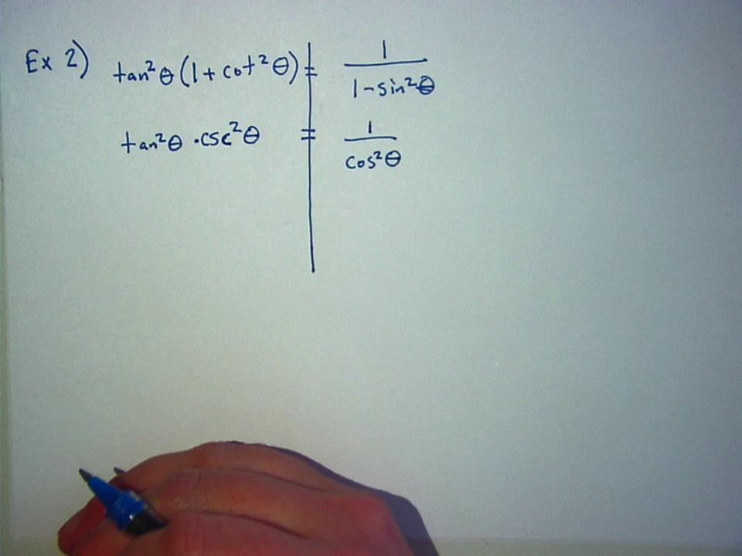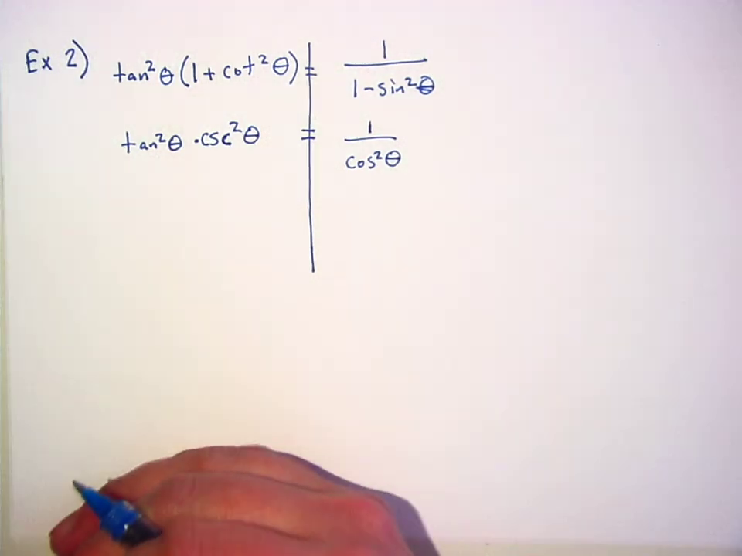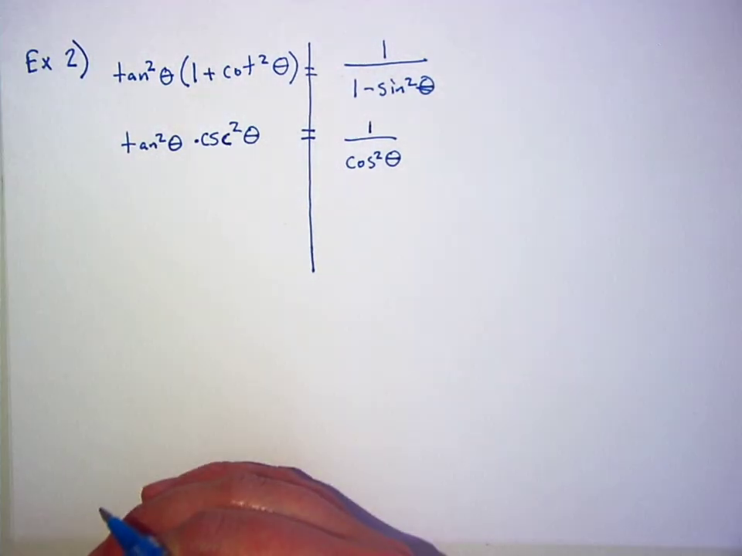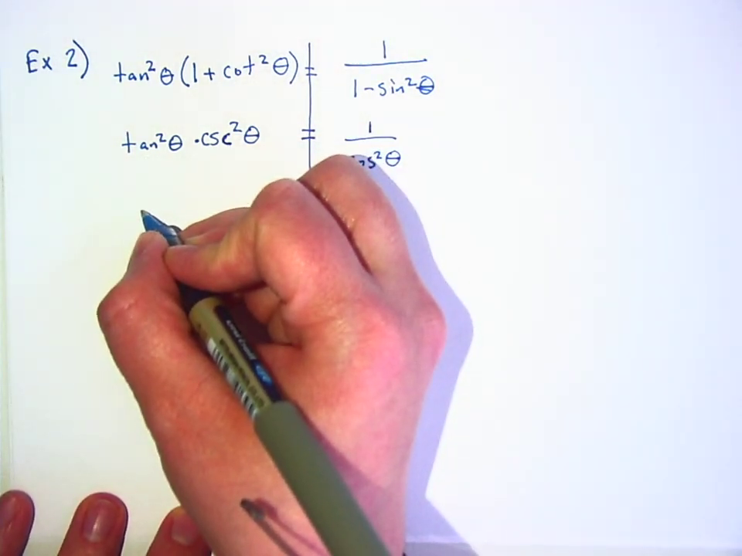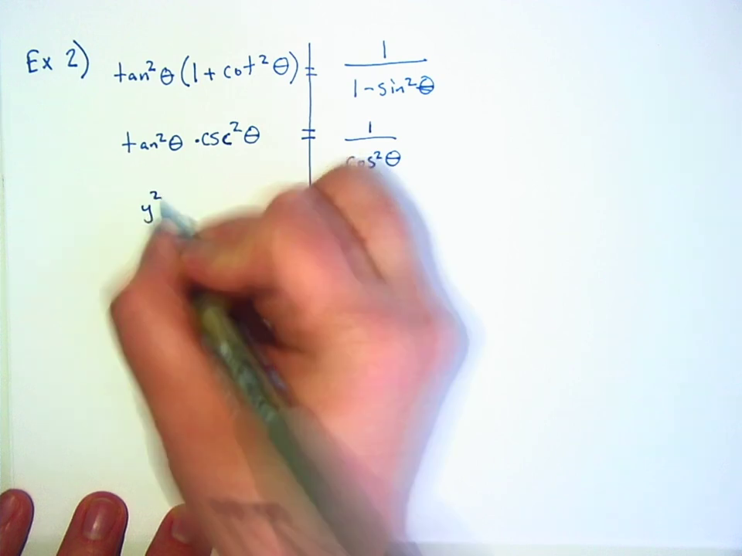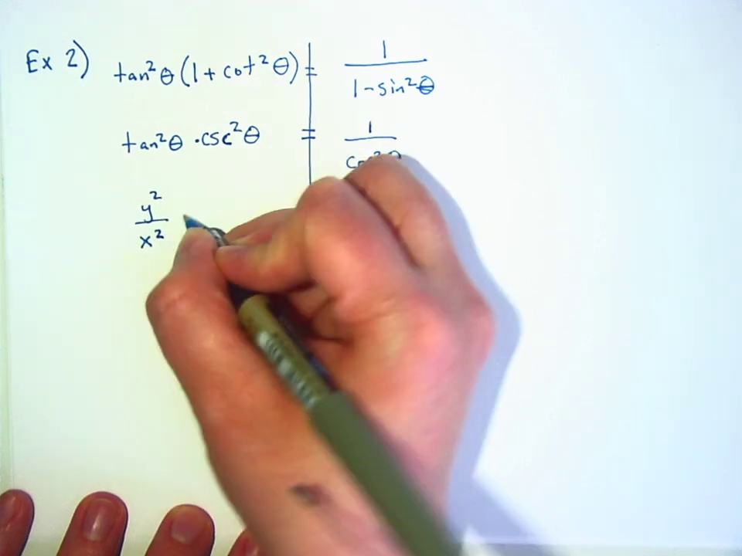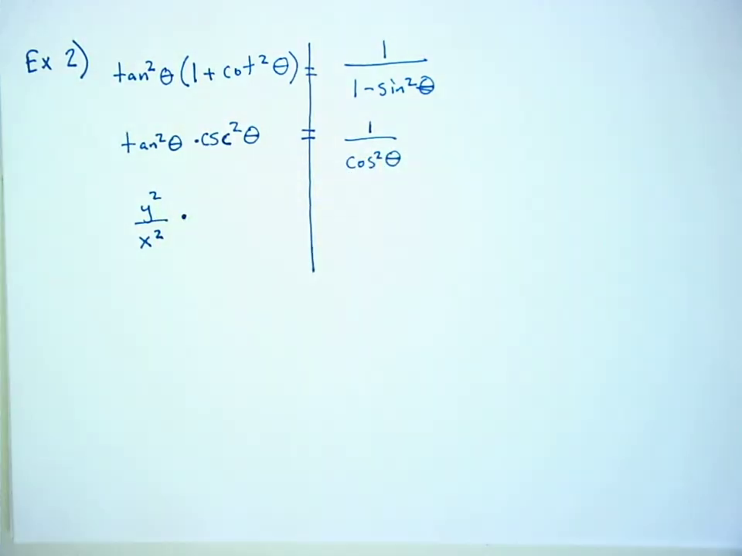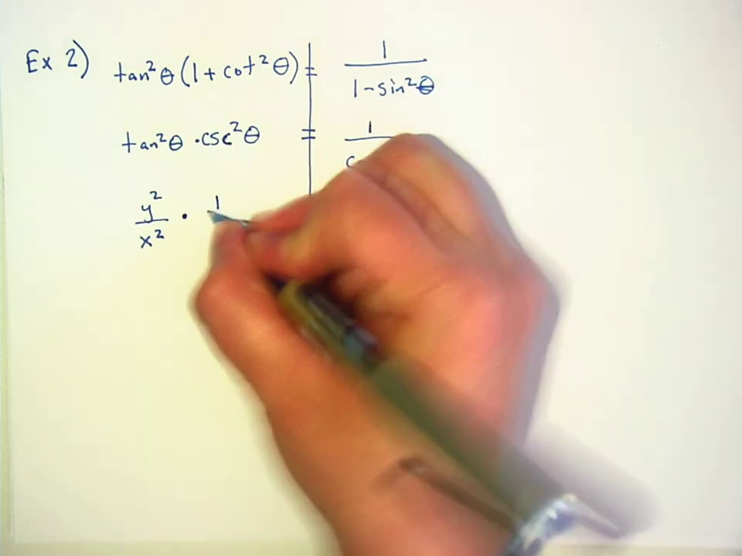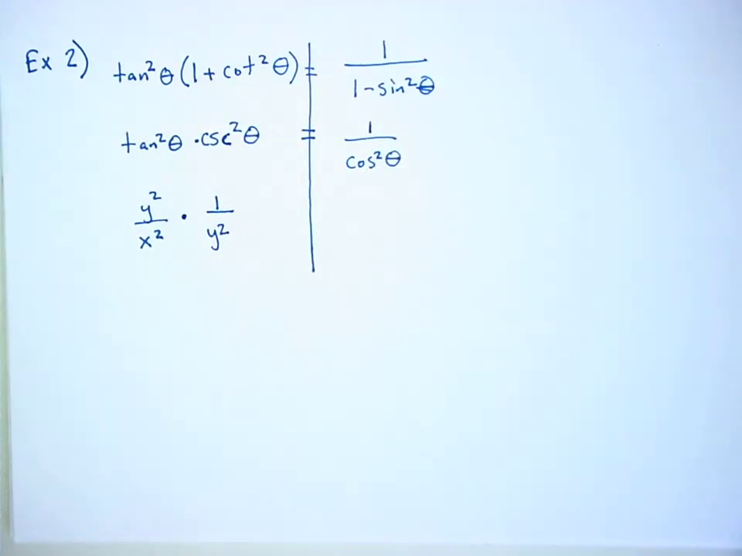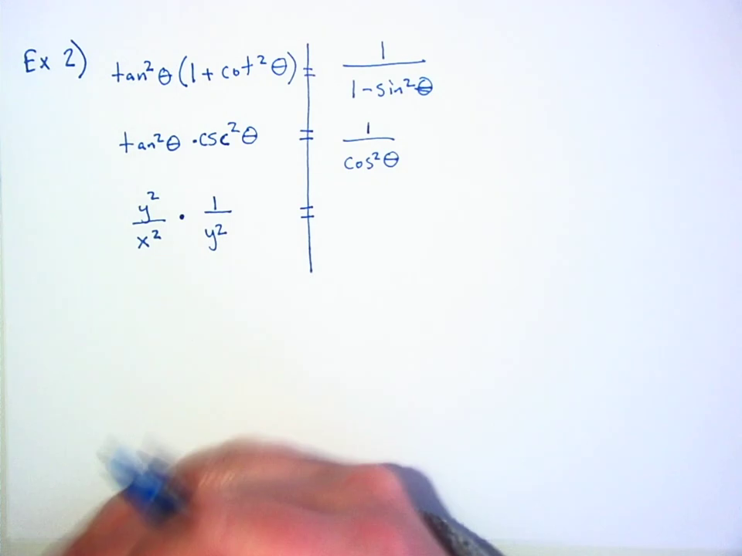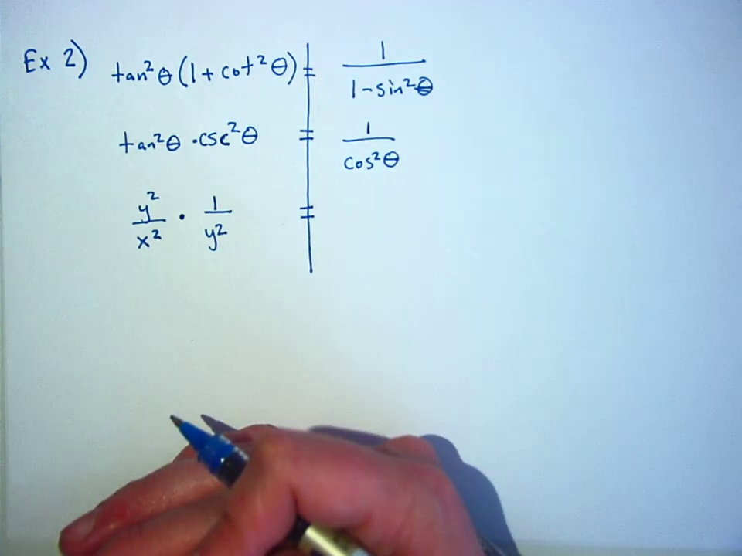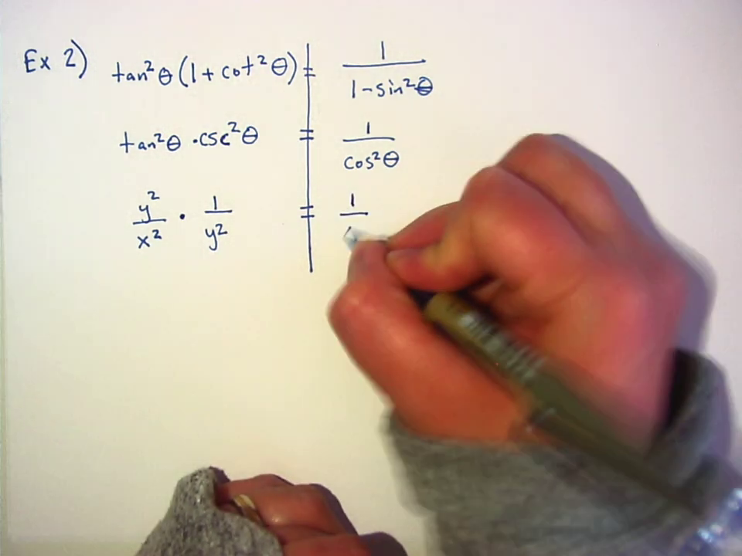All right. Who else has an idea of something we can do next? Morgan. Okay, so how do I write tangent squared, though? Y squared over x squared, good. Times cosecant is what? 1 over y squared. One over cosine squared is 1 over x squared.